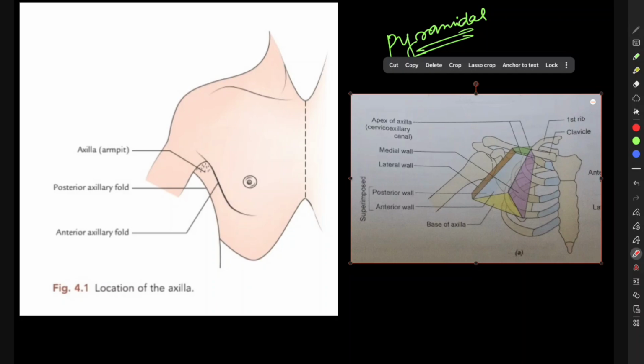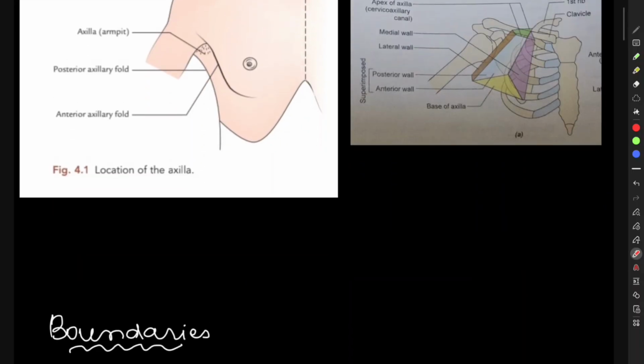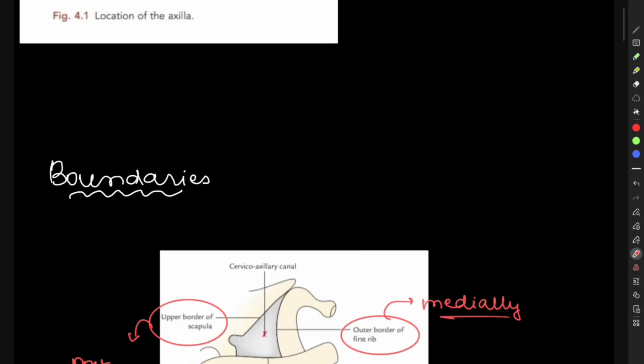So till now we have talked about the apex, and seen the relations of the apex: anteriorly we have the clavicle, posteriorly the scapula, and medially the outer border of the first rib. And about the base, we have seen that the base is formed by the skin, superficial fascia and the axillary fascia, and extends from the anterior axillary fold to the posterior axillary fold.